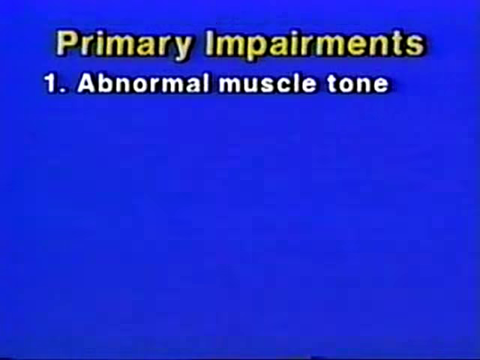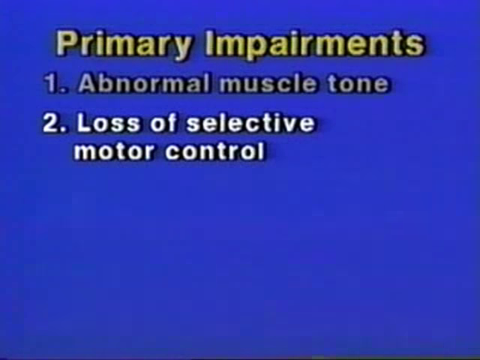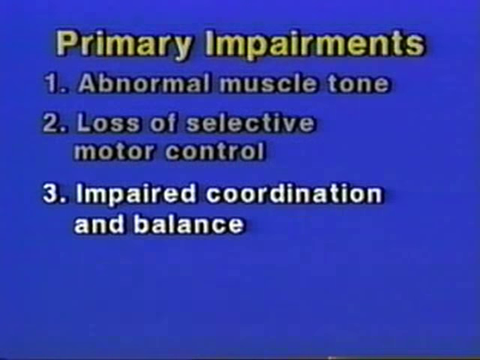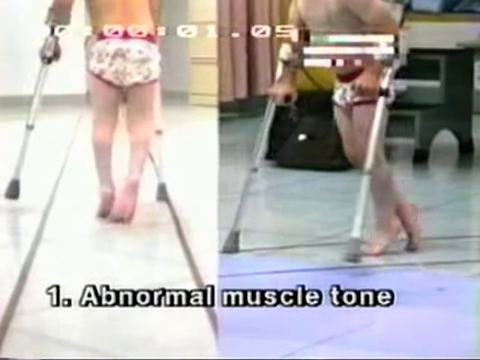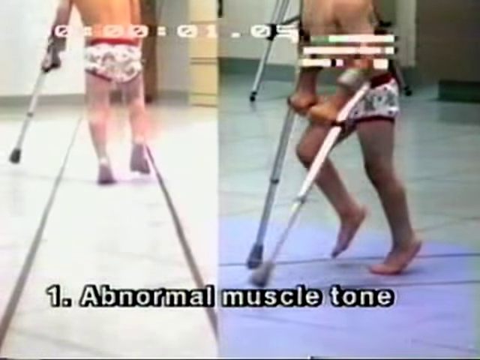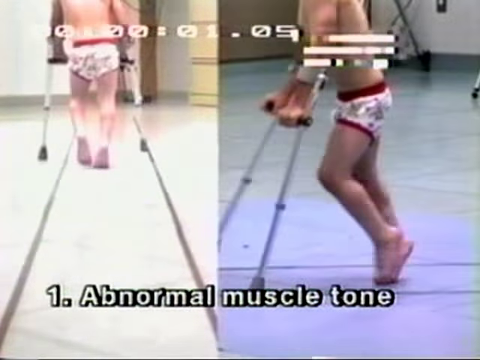As a direct result of the brain damage, common features of abnormal movement are present across all types of cerebral palsy. These primary impairments include abnormal muscle tone, loss of selective motor control, impaired coordination and balance, weakness, loss of sensation. Secondary impairments, which are not the direct result of the brain damage, also contribute to impaired movement and walking. Abnormal tone, for example, creates abnormal muscle forces and an imbalance of those forces.